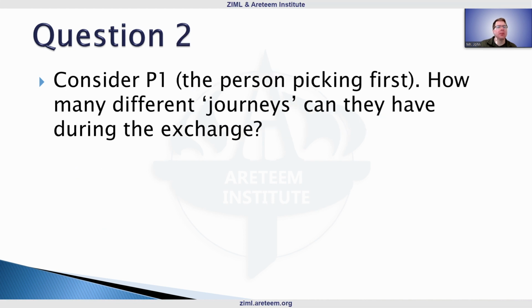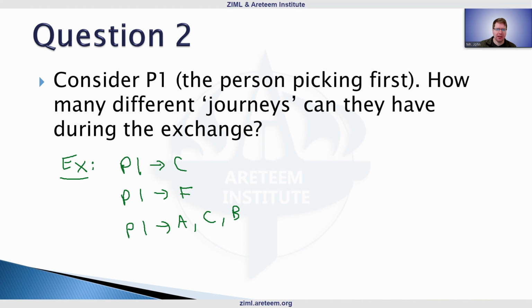We could do the same thing with a person. We already talked about this, but just as another set of examples that we could look at here. For example, maybe P1 picks present C, and no one steals it, and that's done. Maybe they pick present F, and nobody steals it, and they're done. Maybe they pick present A, and then that's stolen, and they pick present C. Maybe that's stolen, and then they pick present B, and then it's done.